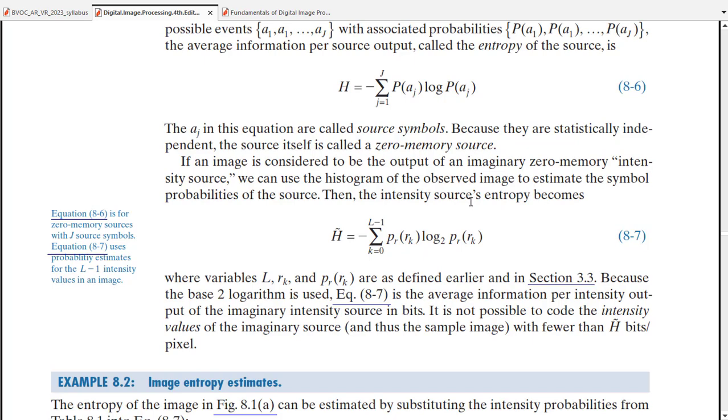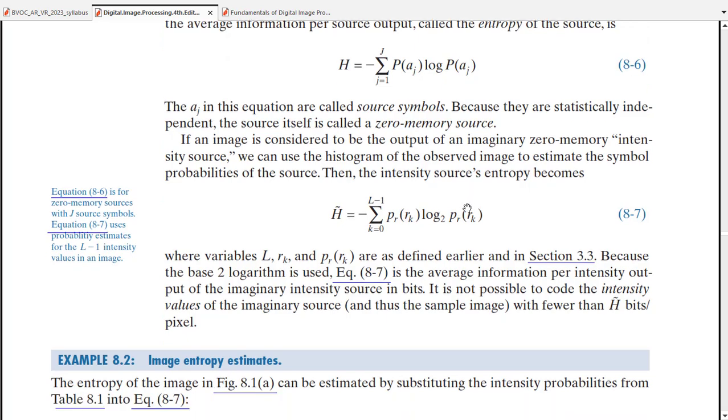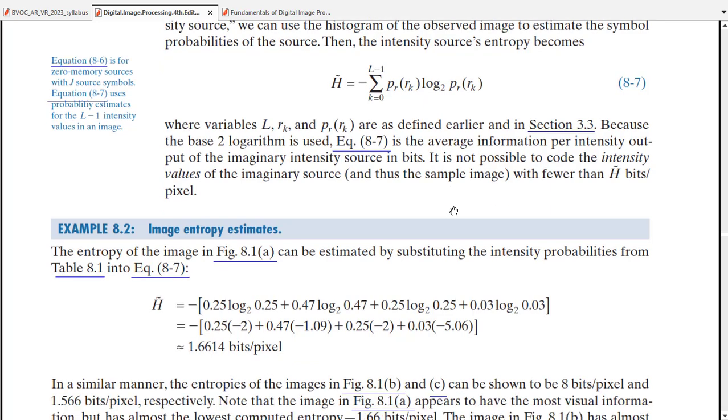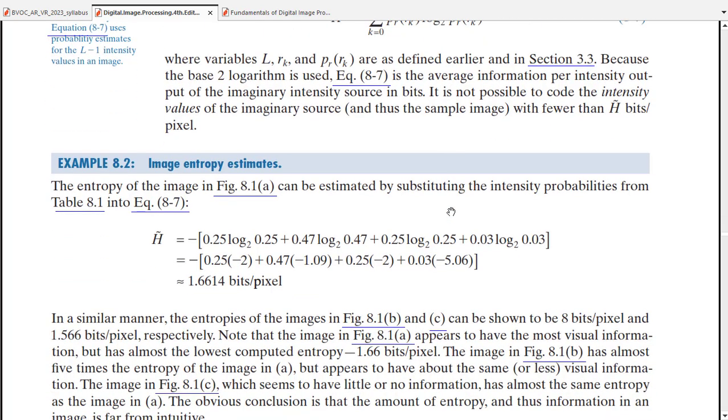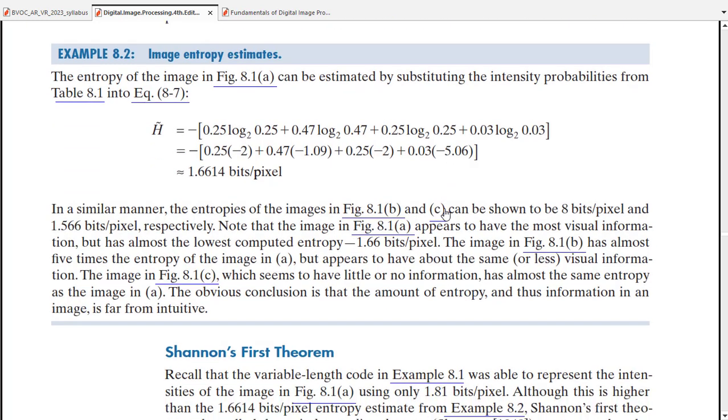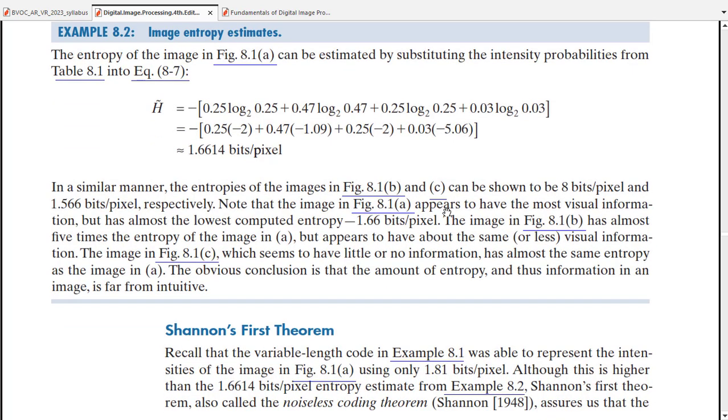The zero-memory imaginary source will be analyzed from the intensity source. The entropy of the intensity source becomes H tilde equal to minus sigma k equal to 0 to L minus 1 of Pr of Rk log 2 of Pr of Rk. So in this algorithm we substitute the probabilities from these values. We got approximately 1.6614 bits per pixel.